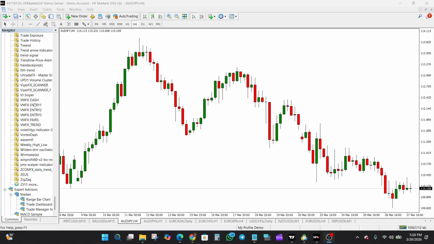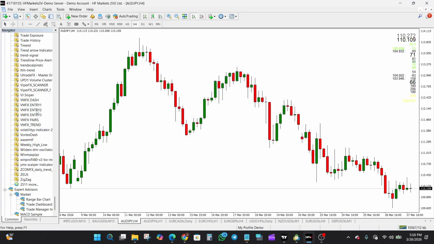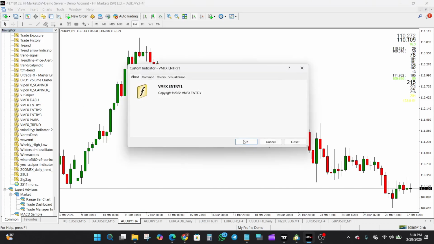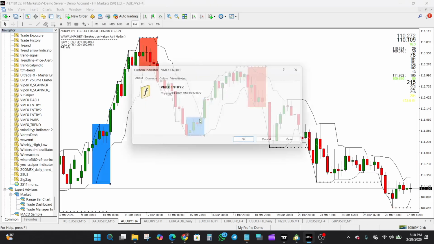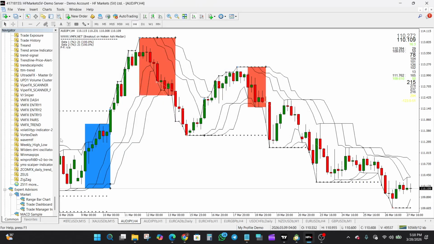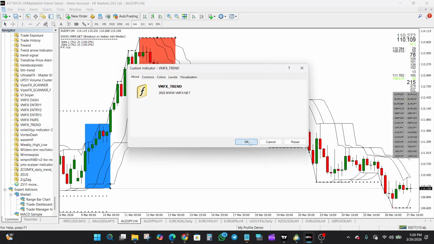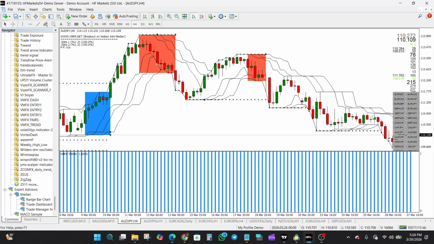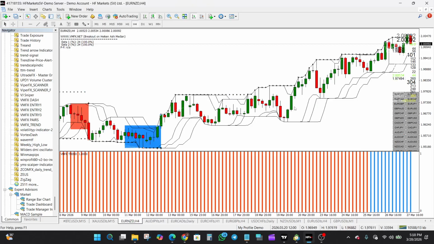Let us just add these indicators: the VMFX Dash, the VMFX Entry 1, the VMFX Entry 2, VMFX Entry 3, the VMFX Pairs, and the VMFX Trend. We're going to be working with these indicators. As you can see, this trading system is quite a comprehensive one.